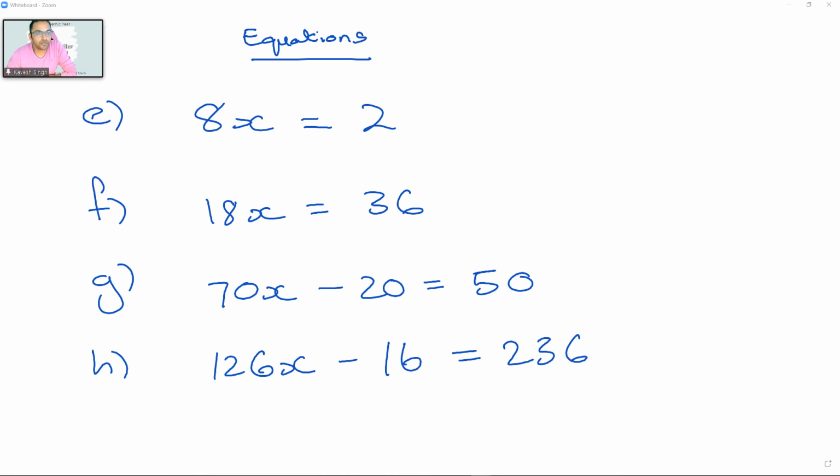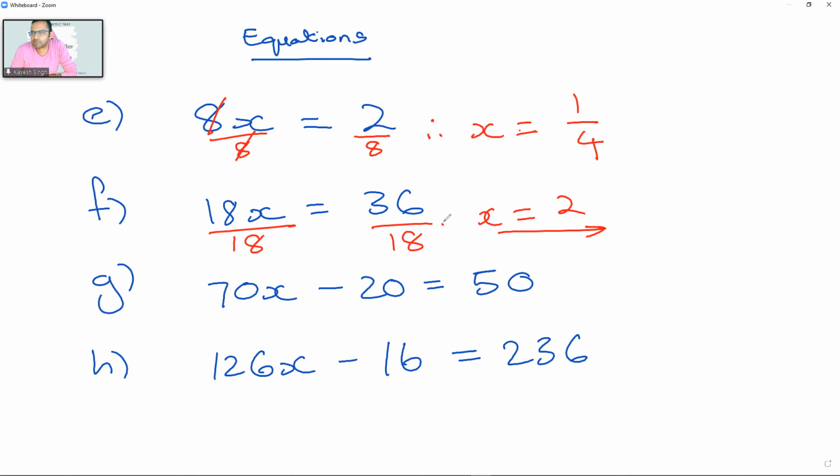And remember, you can also look at it like you're moving numbers over. Okay, so the first one here, we're going to divide both sides by 8. So the 8 kind of moves over and divides into the 2, getting you a quarter. And the next one, you move the 18 over and you divide it. And that gets you 2. The next one, you plus 20, move it over, it'll become 70x equals 70. Dividing both sides by 70 gets you x equals 1.